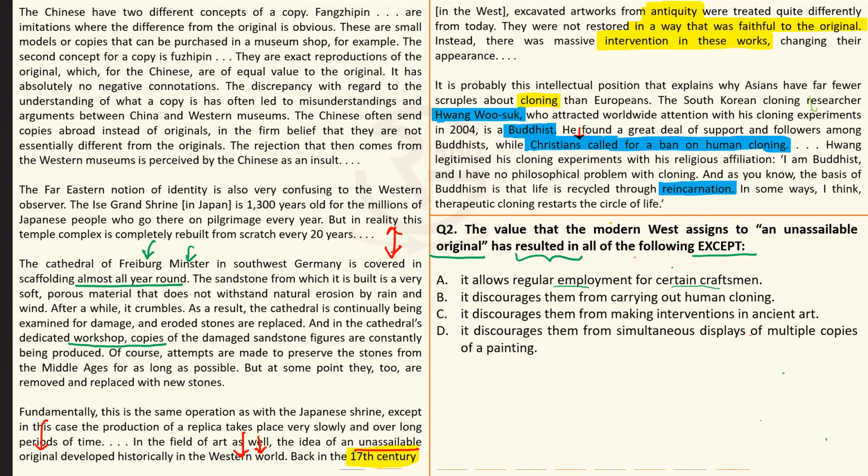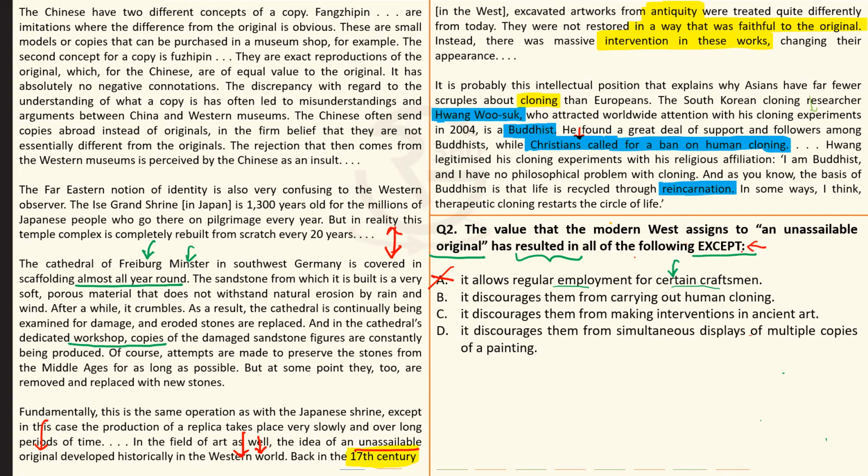So option A would have fallen in the category of generalization, but it gets saved because of the words "certain craftsmen": some craftsmen get work day and night because of the Western idea. Definitely, if you take away that word certain, the option becomes very dangerous. So this is actually in line with the given information, not the answer, because we are searching for the exception.